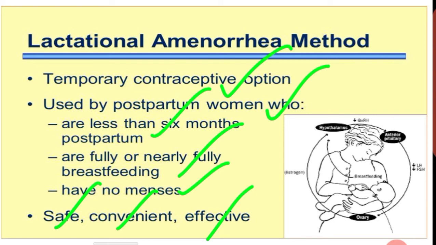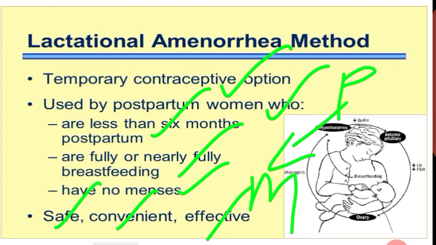At that time, what are the two hormones that play a vital role? In the last video itself, we completed what will happen during the time of parturition. Prolactin stimulates the milk production, right? What about oxytocin? Prolactin is for milk production; oxytocin is for milk ejection.